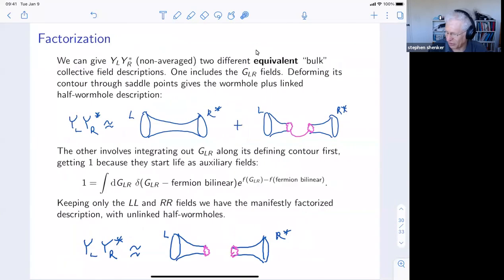So what factorization says is you need an equation that says this thing is equal to this thing. And you say, gee, how can this be? You have 2 half wormholes here and 2 here. It turns out when you evaluate things with a G left right field present, the action for this configuration is different than the case where you have no G left right field at all. So here you can imagine you're doing a G left right integral. Here G left right is not 0. Here G left right is 0. But you could also evaluate this integral by not looking for G left right saddle points. You could just integrate all G left rights out and you get 1 because it's an auxiliary field. Then you just have left, left, and right, right. You get these configurations with a different action.